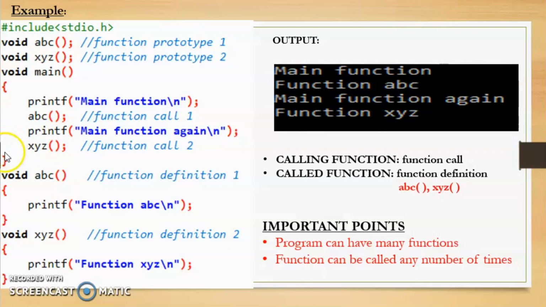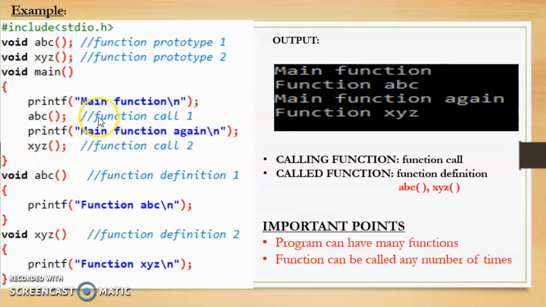So control will pass to this xyz function. Now over here in this xyz function, we have a printf statement, so it will print function xyz. There are no more statements over here, so control will return back to the main function. So till here we have executed, there are no more statements, that means the main function will terminate. And once the main function terminates, the entire program will terminate.